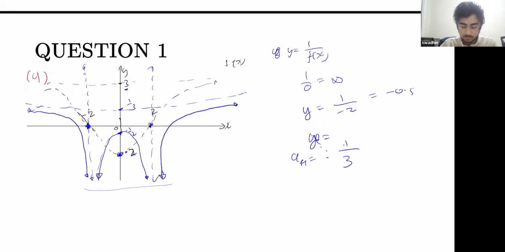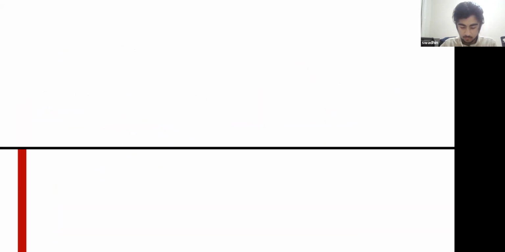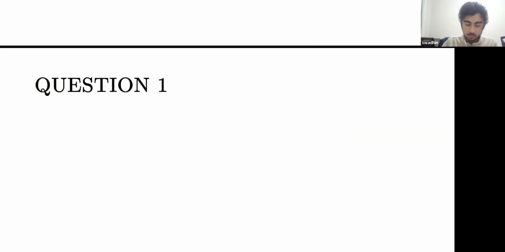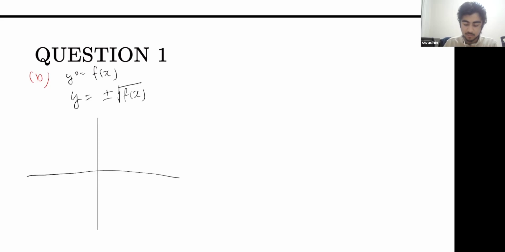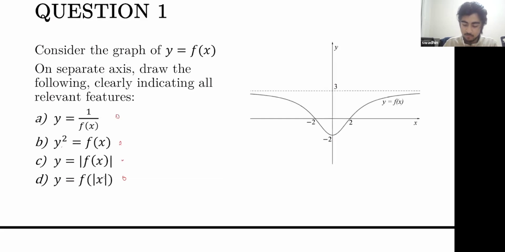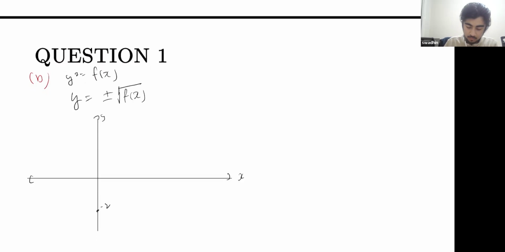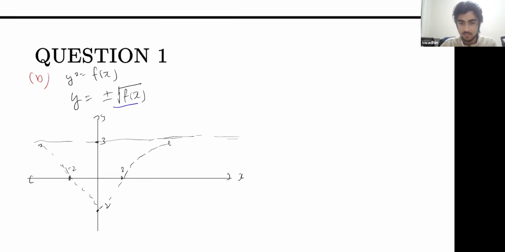Now let's move on to part B. So question 1, part B. y squared is equal to f(x), right? y is going to be equal to plus minus square root of f(x). So we know that we're going to have 2 different branches here. So same thing, draw a dotted line of your original graph. And we want to draw y is equal to plus minus square root of f(x). Let's start off with the plus square root of f(x).